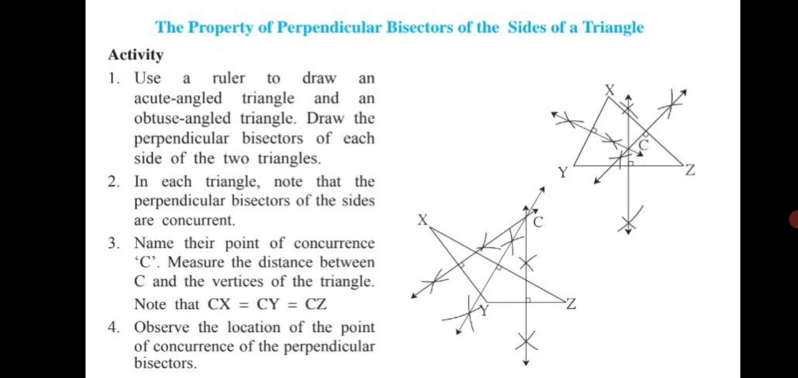So you can see a triangle XYZ, which is an acute angle triangle, and the perpendicular bisectors are concurrent inside the triangle. Whereas you see the obtuse angle triangle XYZ here, and their perpendicular bisectors are also concurrent, but their point of concurrence is outside the triangle. So this way we have studied the property of perpendicular bisectors of the sides of a triangle.